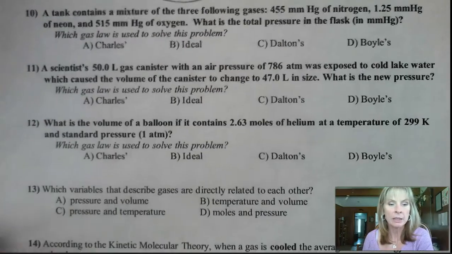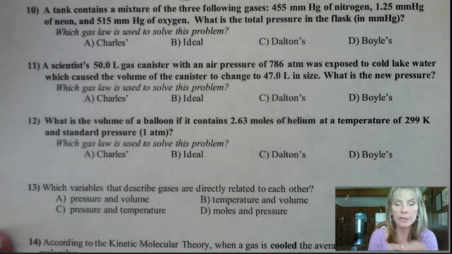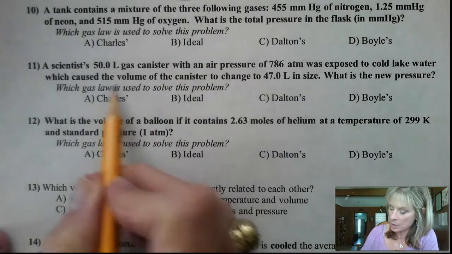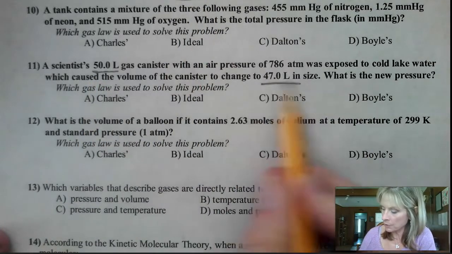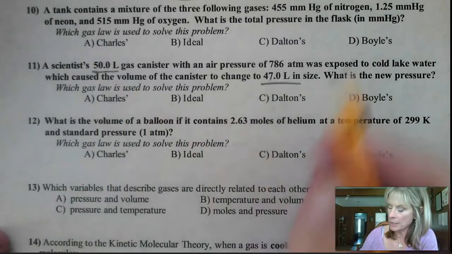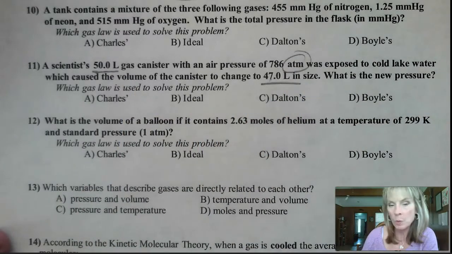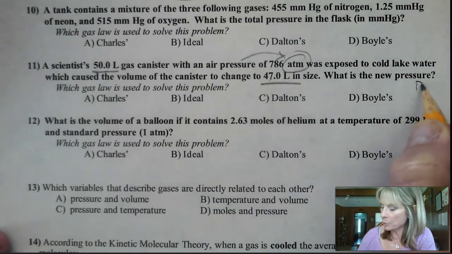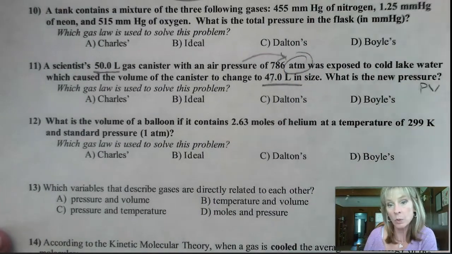Number 11. A scientist's 50-liter gas container with an air pressure of 786 atmospheres was exposed to cold lake water, which caused the volume of the canister to change to 47 liters in size. What's the new pressure? Well, in this problem, we have volume, and there's another volume. And we have atmospheres, which is pressure. So in this one, we have pressure and volume. Which gas law was that?